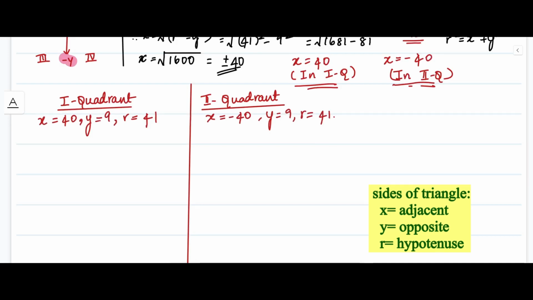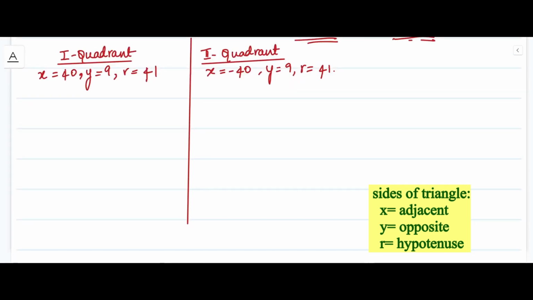So now we can find each trigonometric ratio. In the question they have already given sine theta. So sine theta is equal to 9 by 41. In the second quadrant also, sine theta will be 9 by 41.